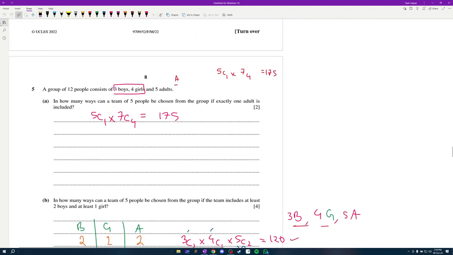We have a group of 12 people, 3 boys, 4 girls, 5 adults. In how many ways can a team be chosen? Whenever you see team, it's usually combinations. And if you see the word chosen, this is a keyword. If exactly 1 adult is included. Okay, so we have 1 adult. So the 4 other adults are excluded. So 1 adult from the 5, which is 5C1. And from the children, 7 children, you're going to pick 4, which is 7C4.